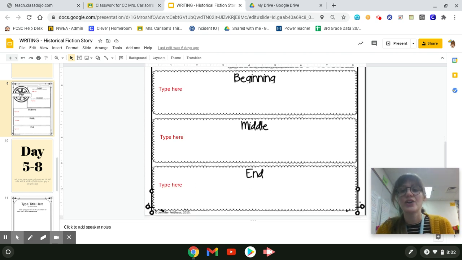Then down here, you will type what happens in your story in the beginning, in the middle, and in the end. And since we're talking about plot, you want to come up with events that happen in the beginning, the middle, and the end. For example, in our Titanic story that we read, in the beginning, the girl boards the Titanic. She goes around and looks at all the neat rooms and places in the Titanic. In the middle, she meets the other little girl who's mean to her, and we have sort of a little mini conflict there with her.